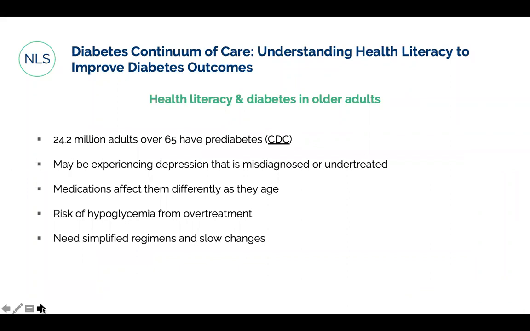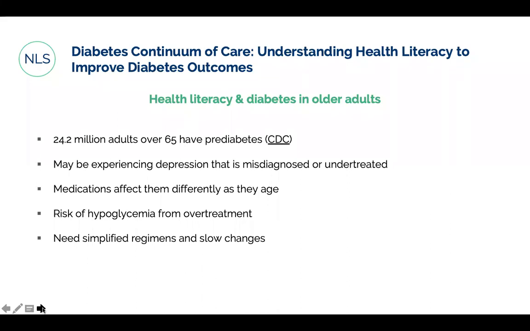Great. So we can look at some quick facts for older adults and how their health literacy levels may impact their diabetes management. We mentioned earlier that many adults over the age of 65 do have two or more chronic conditions, one of which could be diabetes. There's a large portion of older adults who have pre-diabetes, meaning that they are at a critical point of needing to implement lifestyle changes like diet or exercise to avoid developing type 2 diabetes.